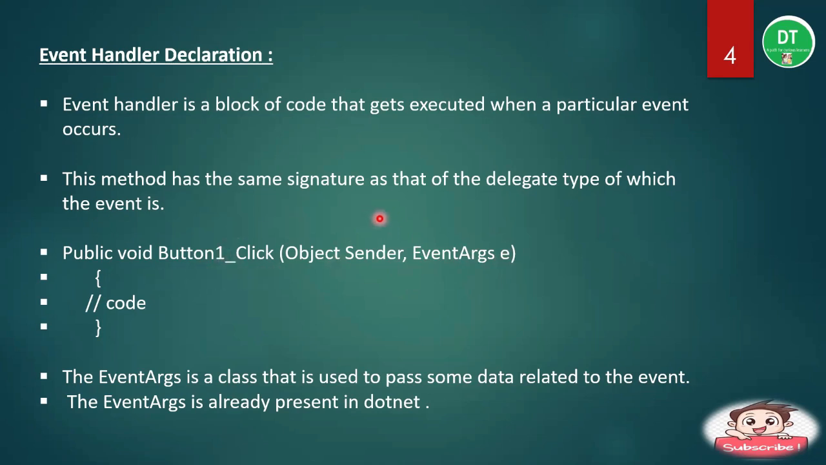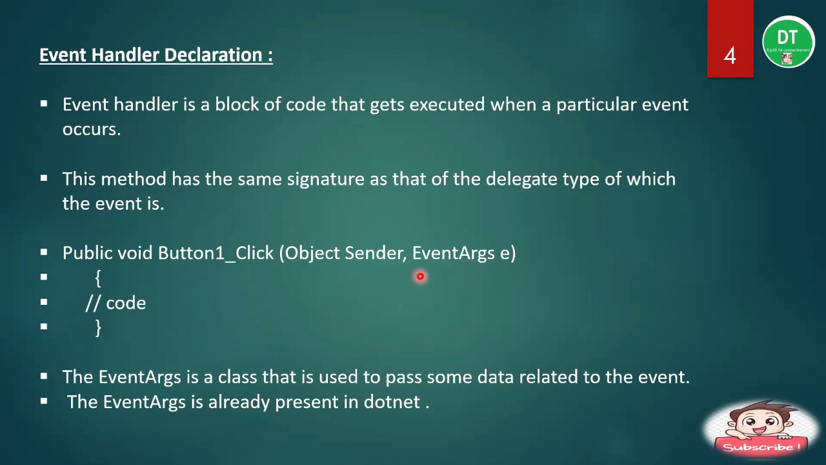When button one click happens, button one underscore click is an event handler. So this code gets executed and will pass that event args object here. The EventArgs class is already present in .NET. It is an inbuilt class, and we can also create our custom event args if we want to pass some other data or custom data.